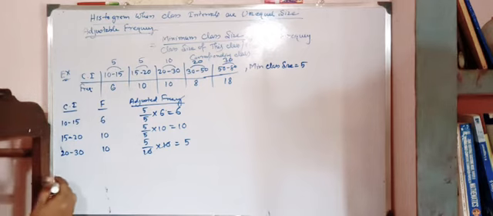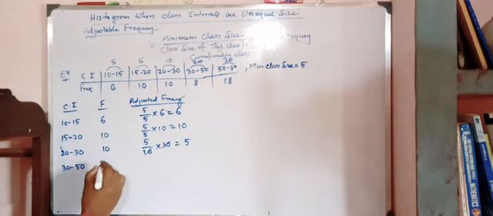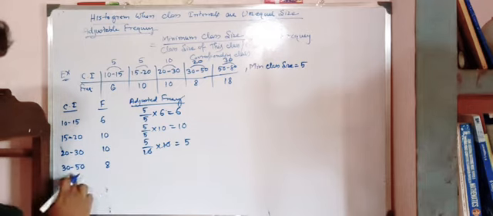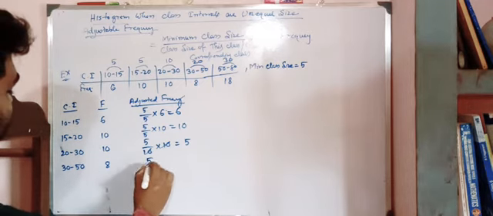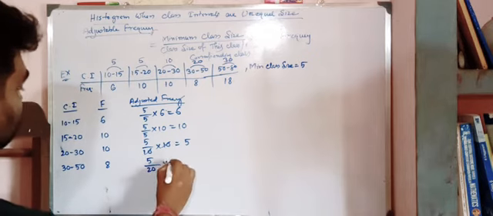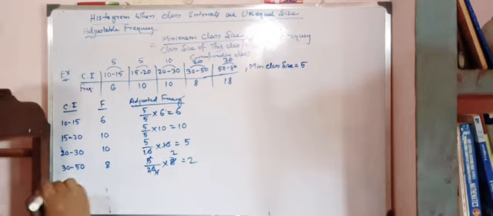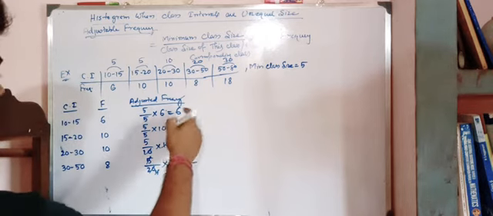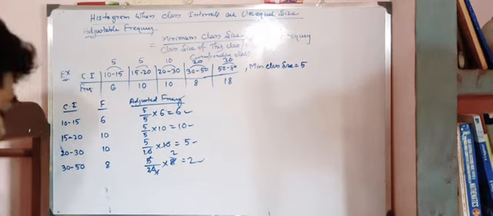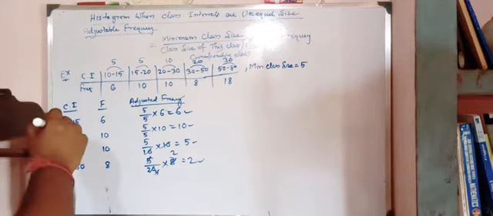Next, 30 to 50. The frequency given here is 8, and the minimum class size is 5, the class size of the corresponding class is 20, into this 8. These are the adjusted frequencies. Okay, next 50 to 80.